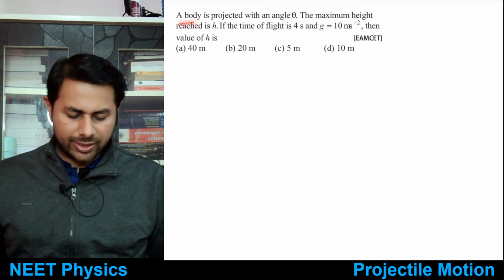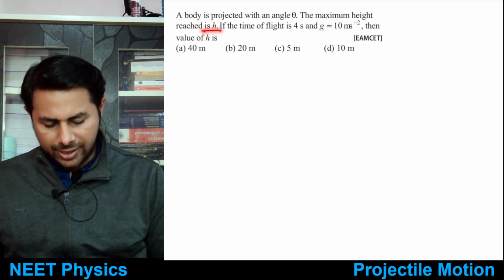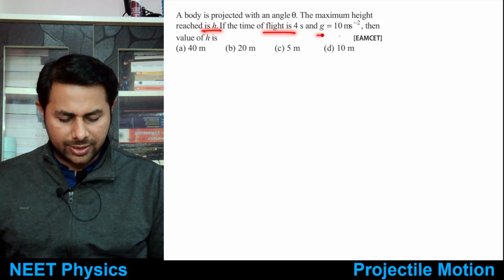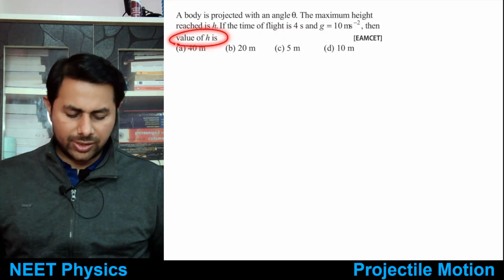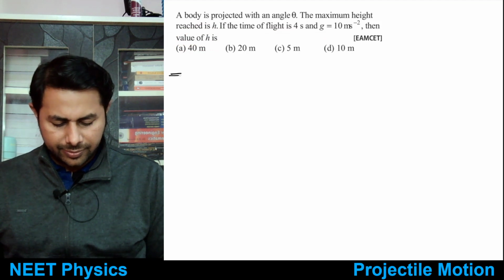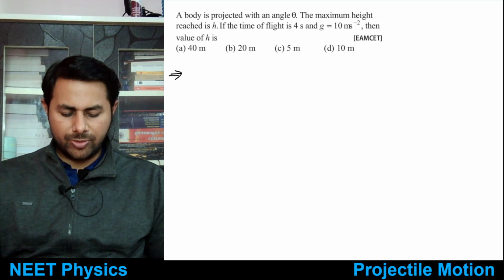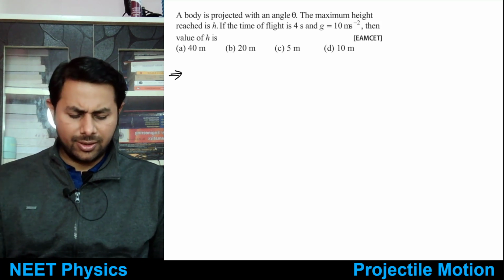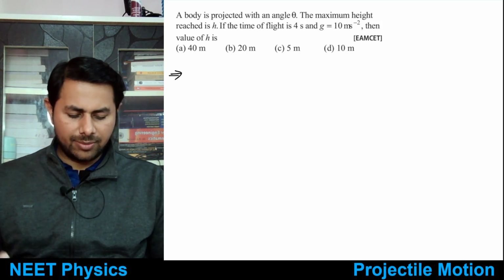A body is projected with an angle of theta. The maximum height reached is h. If the time of flight is 4 seconds and g is 10 meters per second square, then the value of h is.